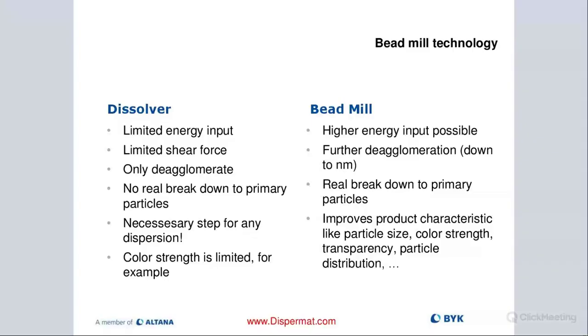Then bead milling, obviously, the second step, which we cover in more depth in a couple of weeks. We're going to be able to put in a lot more energy. We're using beads, we're using milling discs. This really helps us to break down the particles or the aggregates down to primary particle size. In some cases, we work with customers that need to be below 50 nanometers, which is achievable with the right milling technology. And that really will give us the best product characteristics in terms of particle size, color, transparency, particle size distribution, and so on.